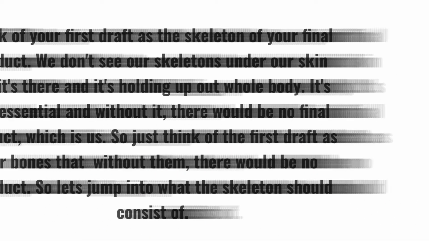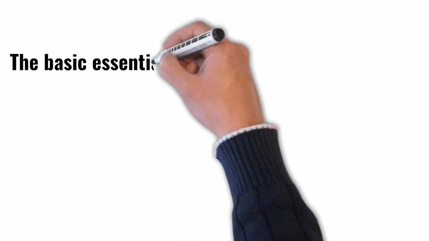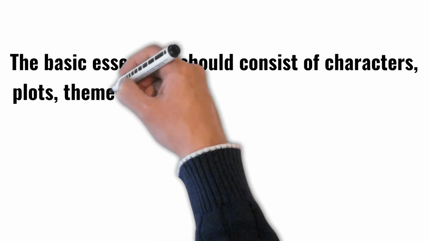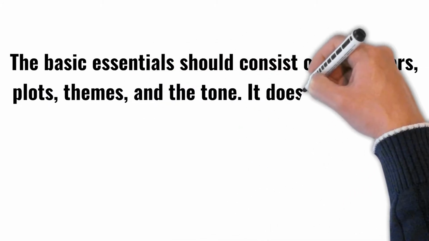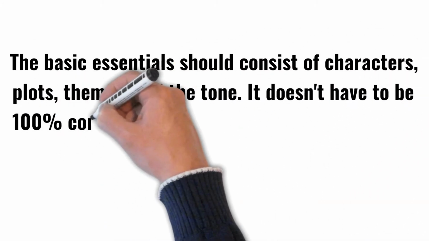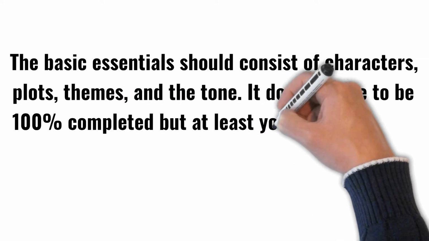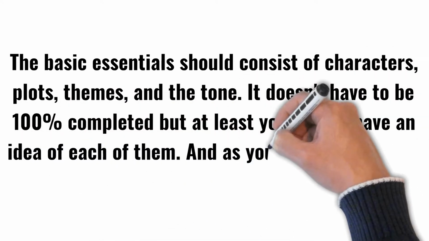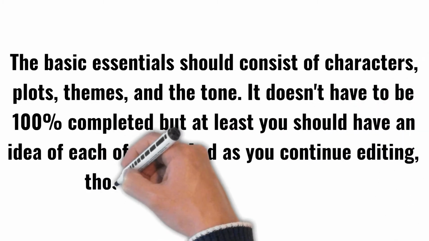So the essentials of the skeleton should consist of the characters, your plot, the themes, and the tone for your script. It doesn't have to be 100% complete, of course, but at least you should have an idea of what each of them are so you can continue with the first draft. And as you continue editing these, it will help grow and strengthen each of them.